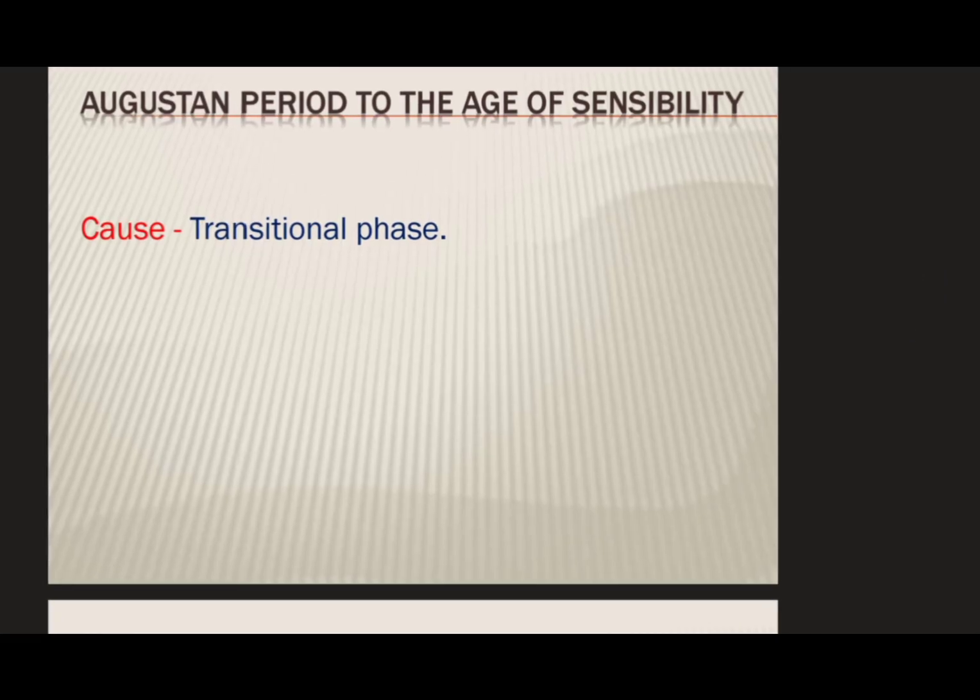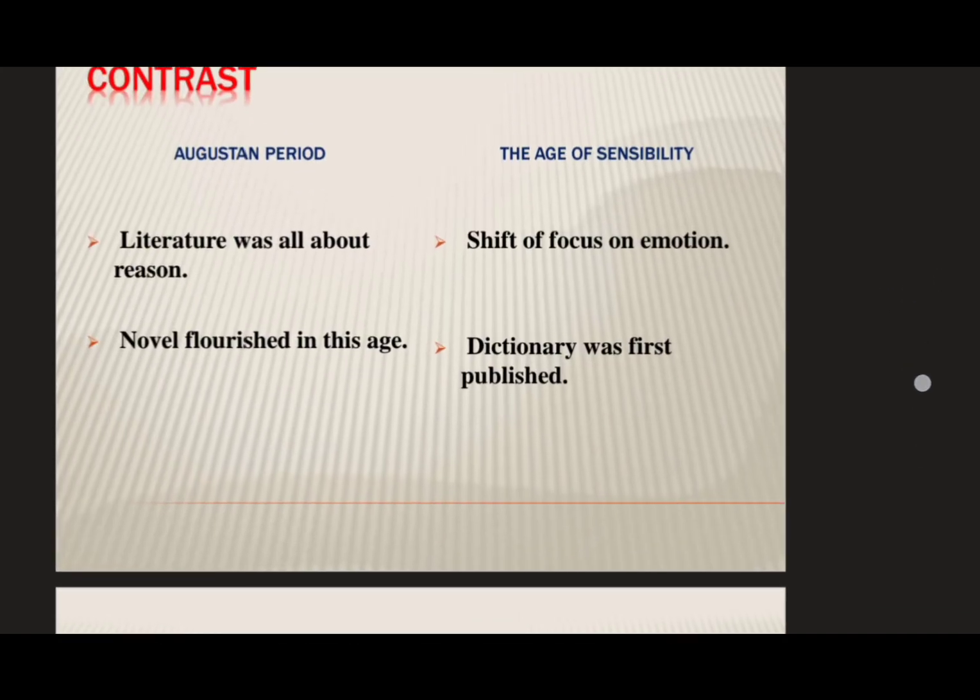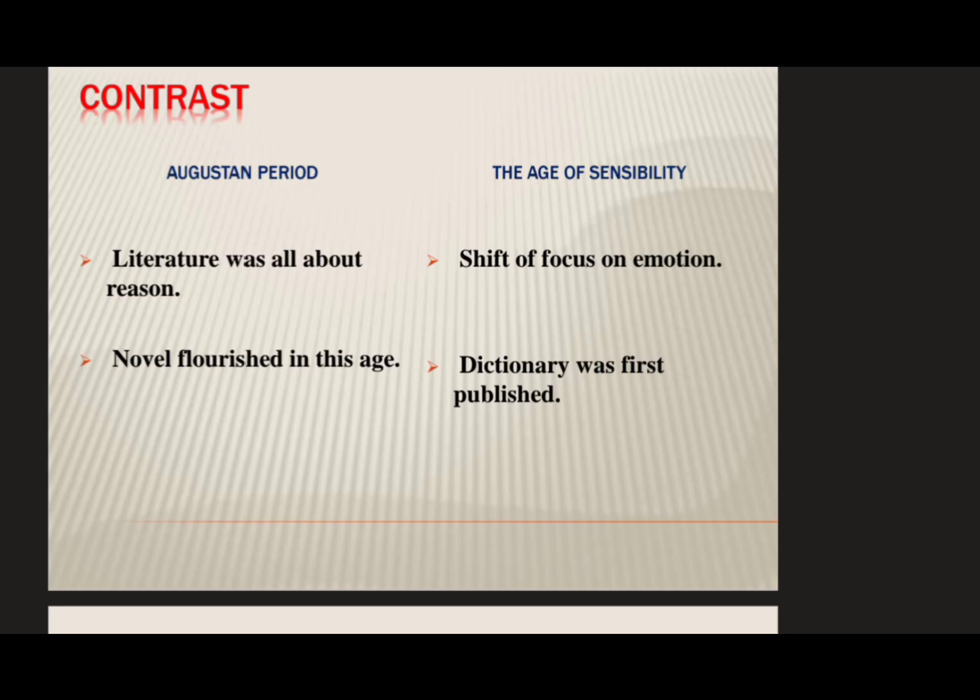If we talk about the contrast between Augustan period and the age of sensibility, in the Augustan period, literature was all about reason. In the age of sensibility, we see a shift of focus on emotion. What I said earlier, Augustan period was all about law, order, and reason and refinement. But in the age of sensibility, there was a slight shift towards emotion and imagination. There was not a complete shift of literature, but there we can see a slight shift in the ideologies of the writers.